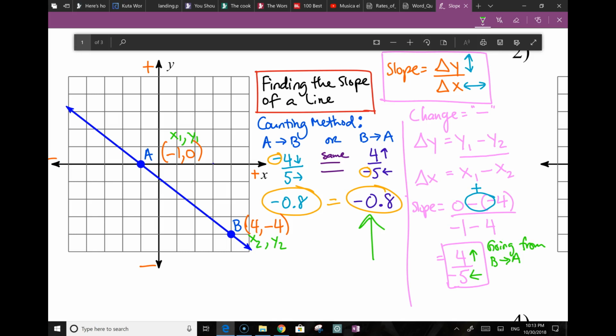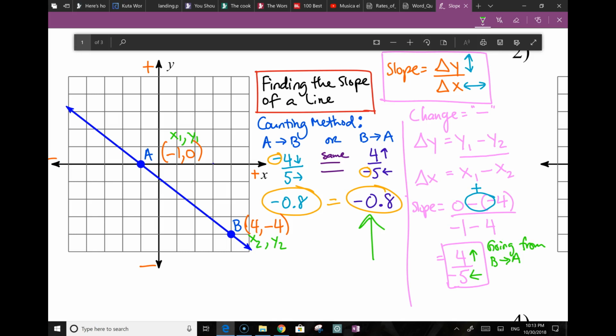Well, I got the same thing, but rather than counting squares, I simply grabbed the 2 x coordinates, the 2 y coordinates, and I represented the change, how they changed. So how the y's changed from one to another and how the x's changed from one to another. And what I got in the end was exactly the same thing as I got by counting.